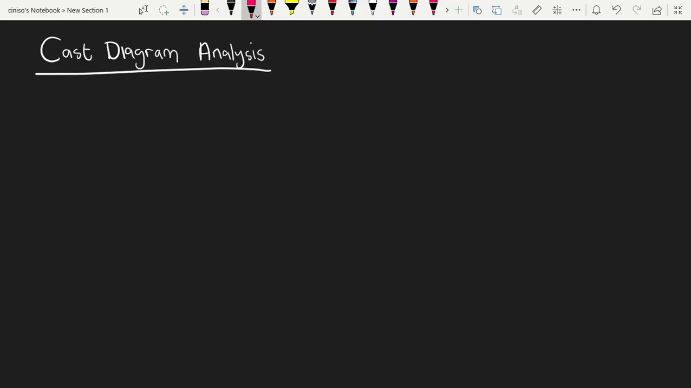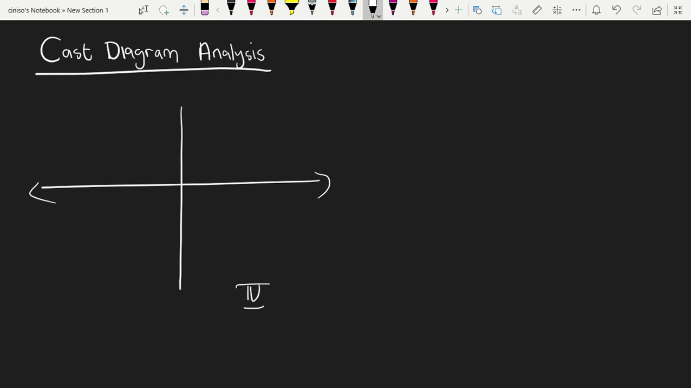As we continue our CAST diagram analysis, now we are focusing on the fourth quadrant, which is 270 degrees to 360 degrees. So now we know that our original angle is theta here, making this y because this side is parallel to this one, making this x because it's parallel to the x-axis.